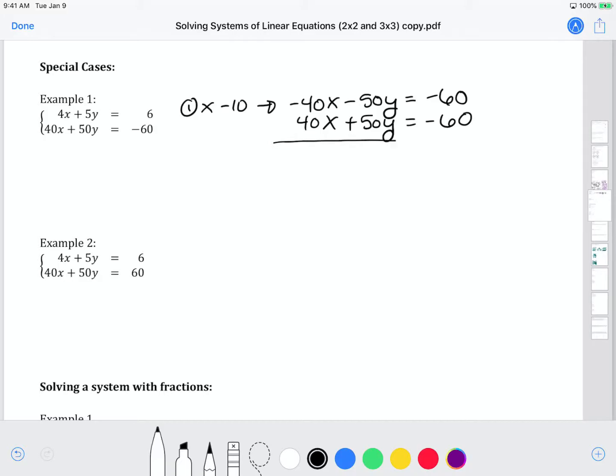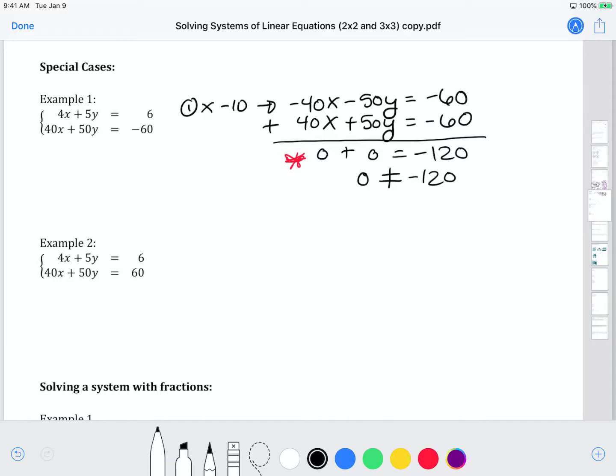And then I'm going to add these vertically. So the 40x and the -40x adds to 0. Then the -50y and the +50y also adds to 0. And then I get -60 and -60 is a -120. Now, here's why it's a special case. I have a statement that is not true. 0 does not equal -120.